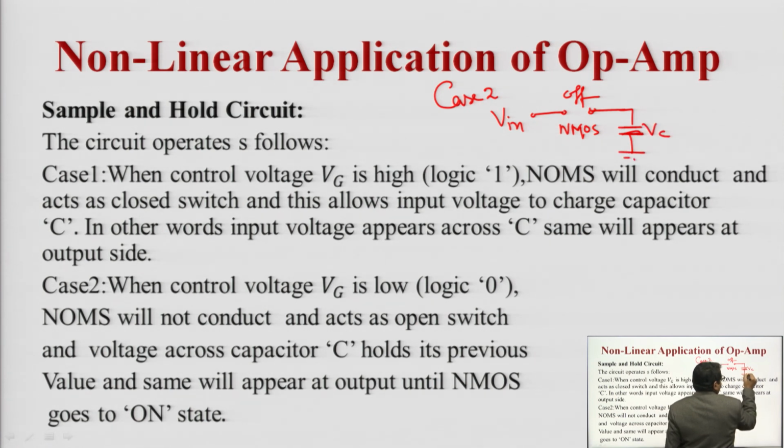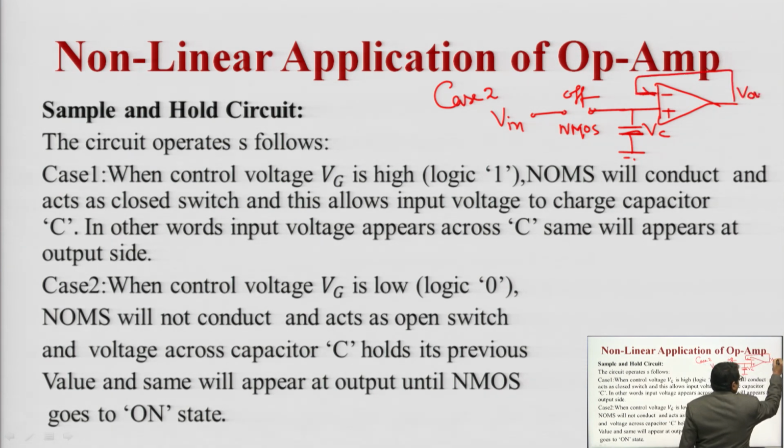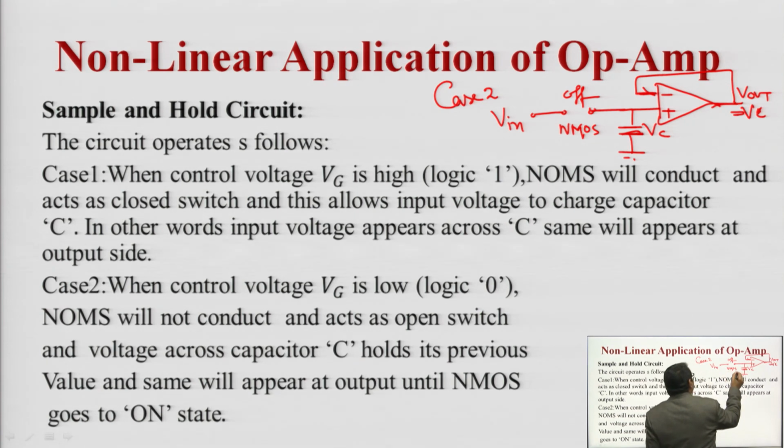This is the VC, V out, okay, and V out will be equal to VC. And for case 2, VC will be not equal to V in, because VC will disconnect from the V in, because NMOS goes to off state and it behaves as an open circuit.